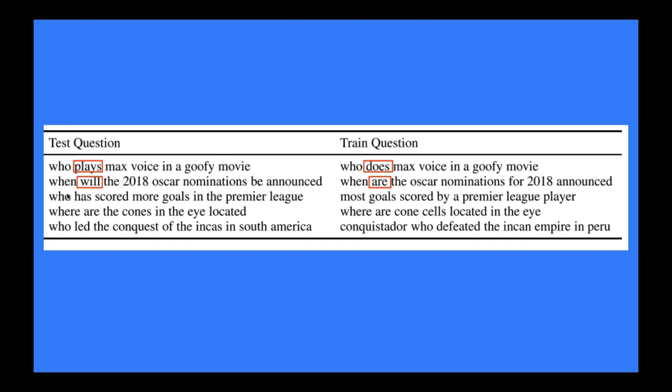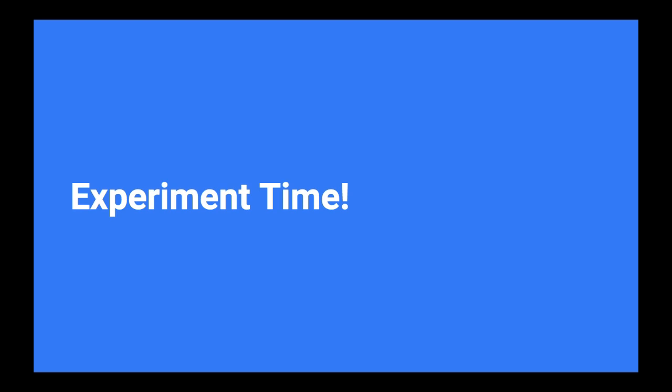And another example: when will the 2018 Oscar nominations be announced? When are the Oscar nominations for 2018 announced? Basically, they just change the way they ask the question, change the tenses. Not much different. So this is why this issue is important, because if this kind of question shows up in test time and also shows up in training time, then your model cannot be evaluated properly, right?